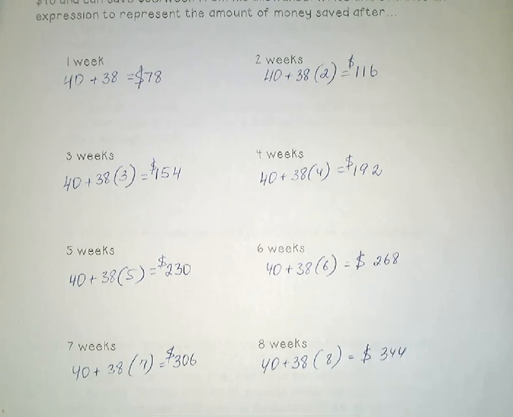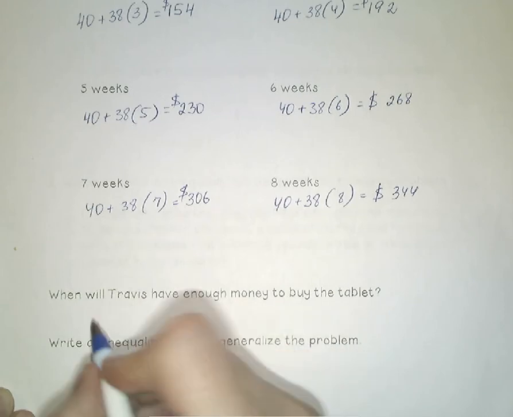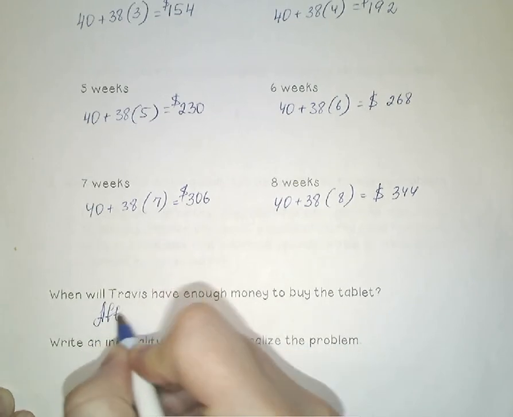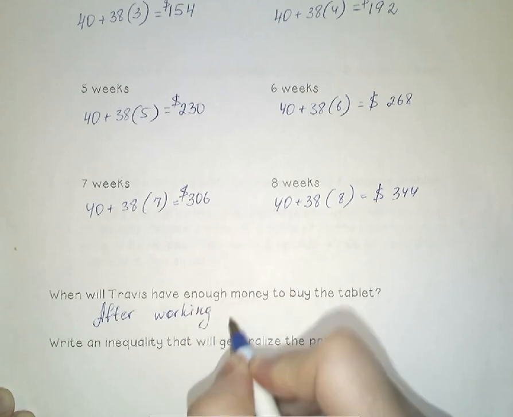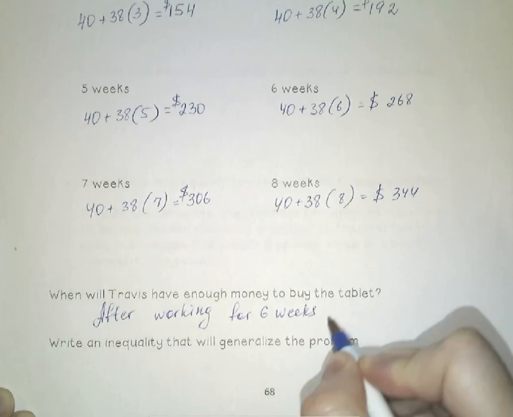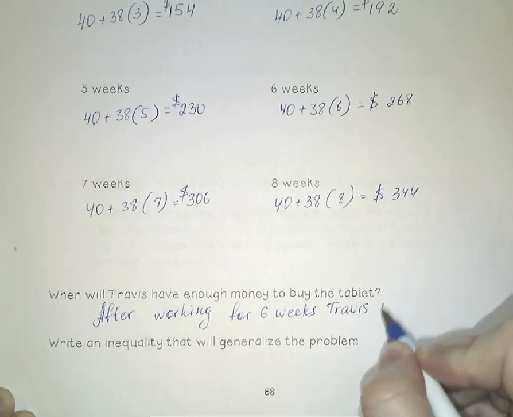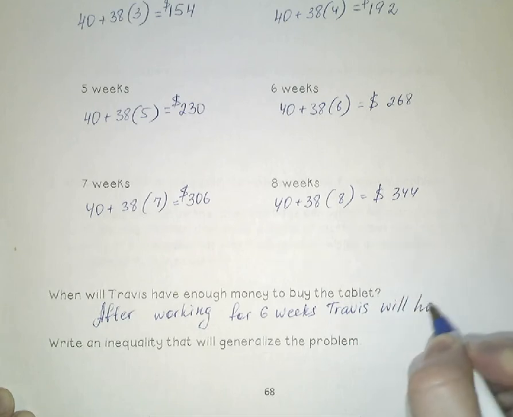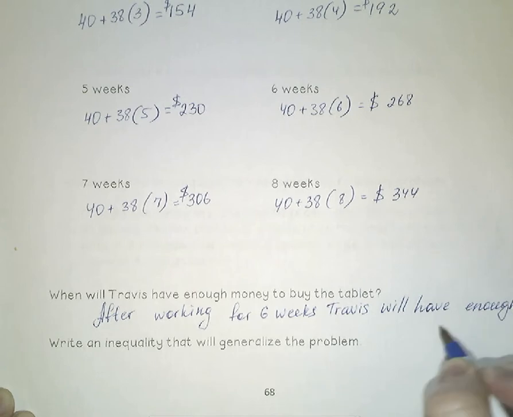When will Travis have enough money to buy the tablet? Our next question, and that is after working for 6 weeks. After working for 6 weeks, Travis will have enough money.